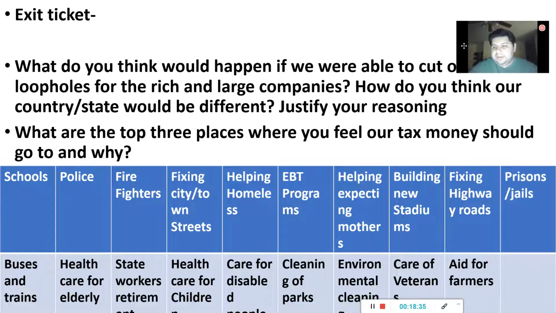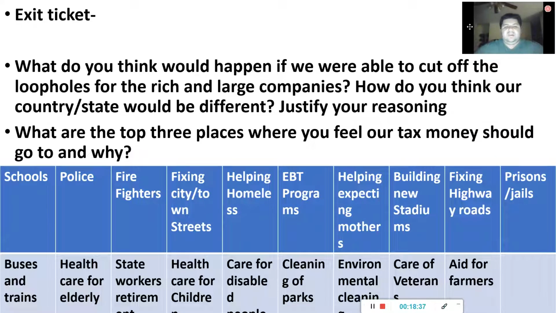All right, so this is your exit ticket question. You got two of them. The first one says, what do you think would happen if we were able to cut off all loopholes for the rich and large companies? Right? There's no way they can avoid paying certain taxes and things like that. How do you think our country or our state would be? Do you think it'd be different in a good way or bad way? And why do you believe this?